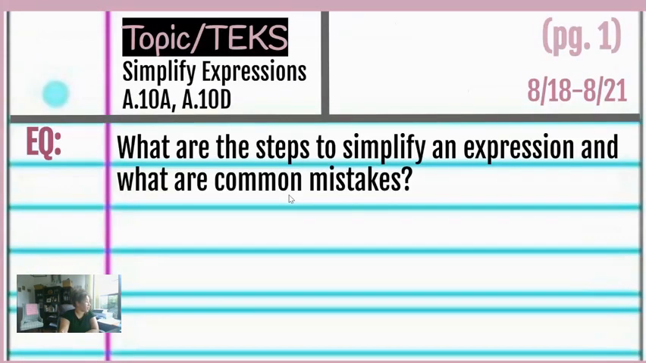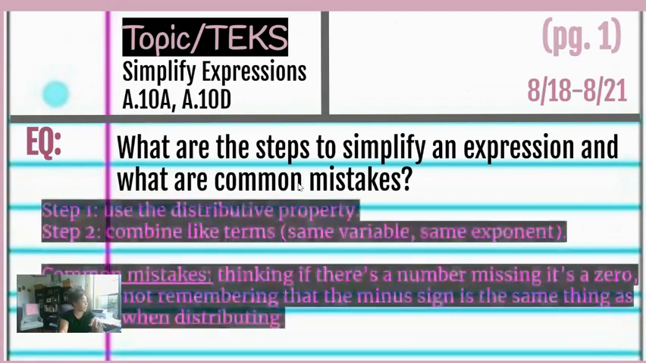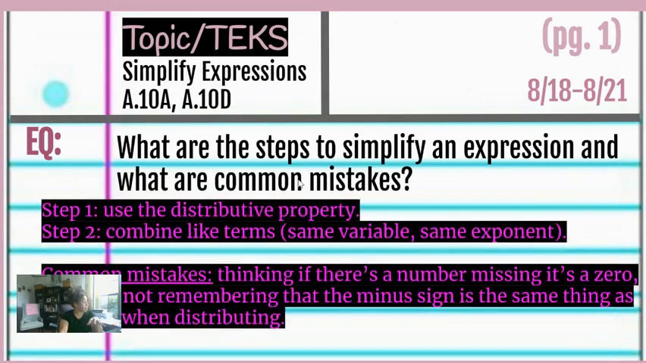Okay, so the answer to last class's essential question, you need to have this in your journal, is: what are the steps to simplifying an expression, and what are the common mistakes? Step 1, you need to use distributive property. That's the first step. You got to take that number right outside the parentheses and distribute to each term inside the parentheses. That was the basis of what we're doing. Step 2, combine like terms, same variable, same exponent.